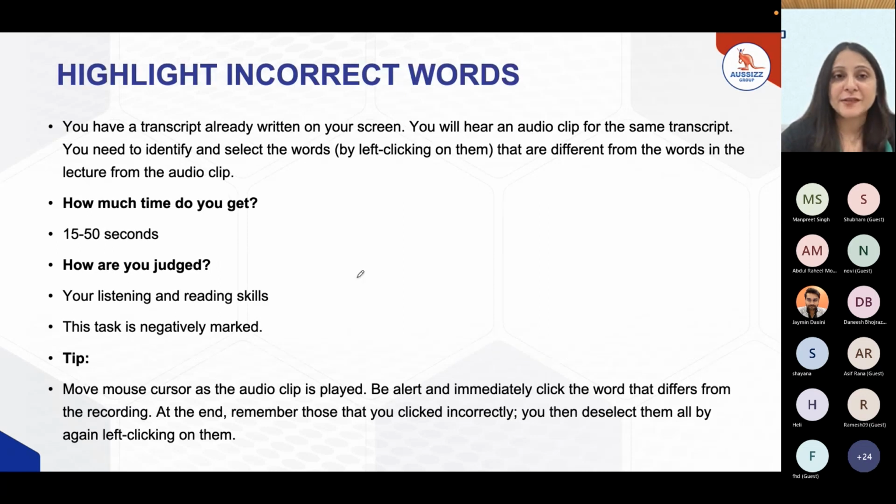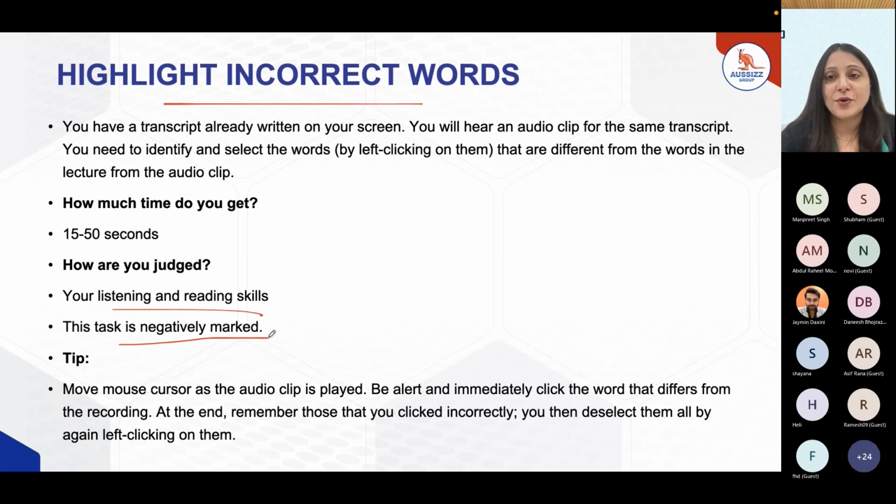Last two tasks are very high scored. Highlight incorrect word. In this you can get 1 to 2 questions. It will check your listening and reading skills. This task is negatively marked, and on your screen you will see a paragraph, and you can just check the paragraph and match it with the transcript of the audio.